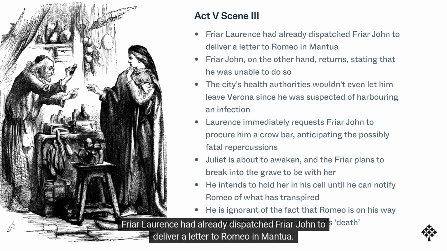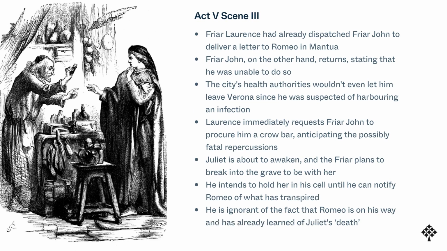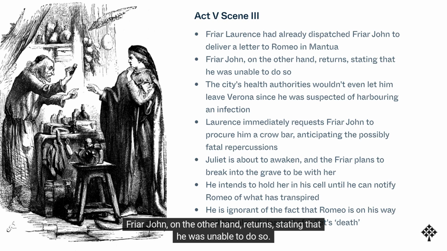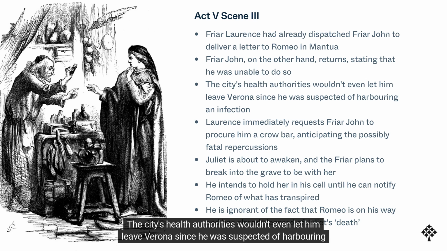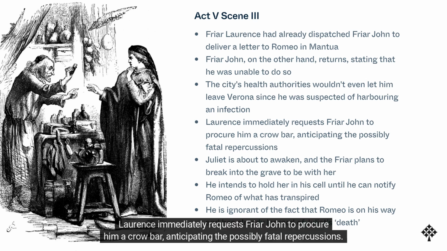Friar Lawrence had already dispatched Friar John to deliver a letter to Romeo in Mantua. Friar John, on the other hand, returns, stating that he was unable to do so. The city's health authorities wouldn't even let him leave Verona since he was suspected of harboring an infection. Lawrence immediately requests Friar John to procure him a crowbar, anticipating the possibly fatal repercussions.